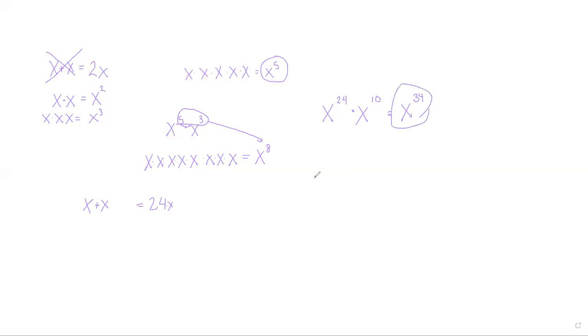Does this work with numbers instead of variables? What if I have 2 to the 8th times 2 to the 4th? Now I could write out 2 times 2 times 2, and I could do it 8 times and then 4 times. But if I did it 8 times and then 4 times, multiplying there, not adding, I would have 8 and then 4. I just have 8 plus 4, so it'd be 2 to the 12th.